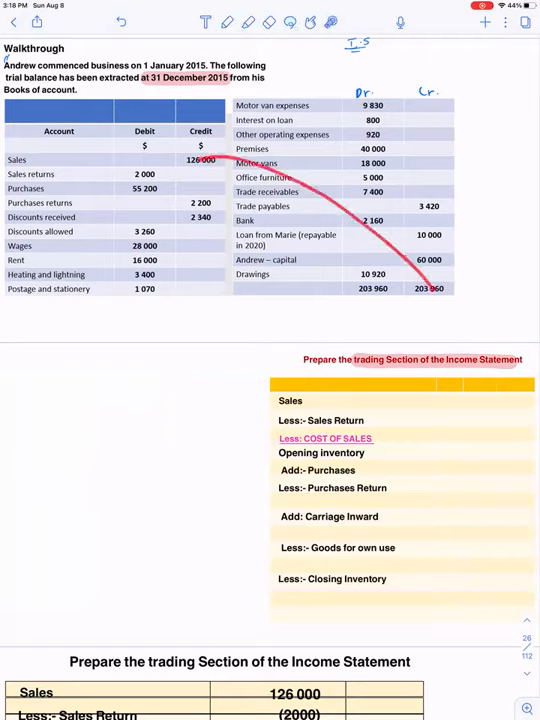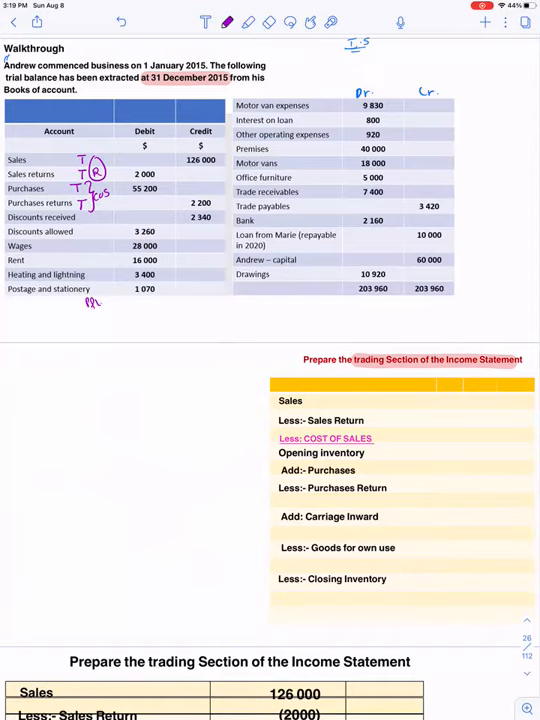Our sales is 1,26,000. Sales would go in the trading account. Sales return again in the trading account. Purchases, trading. Purchase return, trading. Sales and sales return form a part of the revenue, whereas the purchases and the purchase returns form a part of the cost of sales. Discount receipts, discount allowed, wages, rent, all these form a part of the extension of the income statement. That means it forms a part of your profit and loss account.